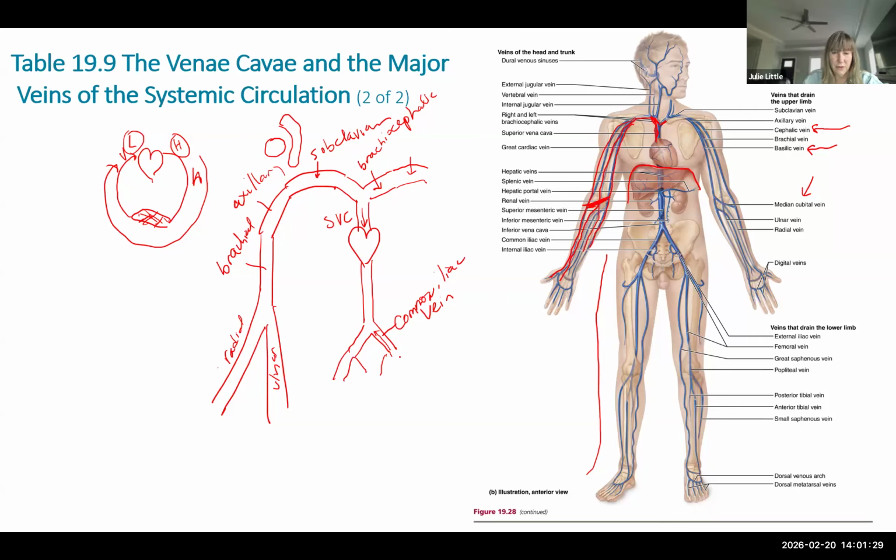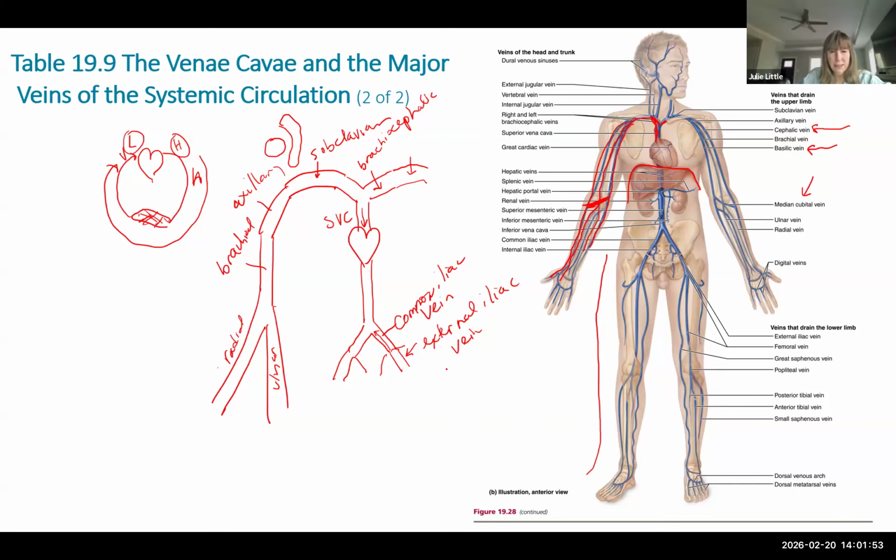And then wherever the internal iliac veins are coming off the common iliac, from here down, it will be the external iliac vein. So where is the external iliac vein in comparison to the external iliac artery? Right beside each other. They're side by side.